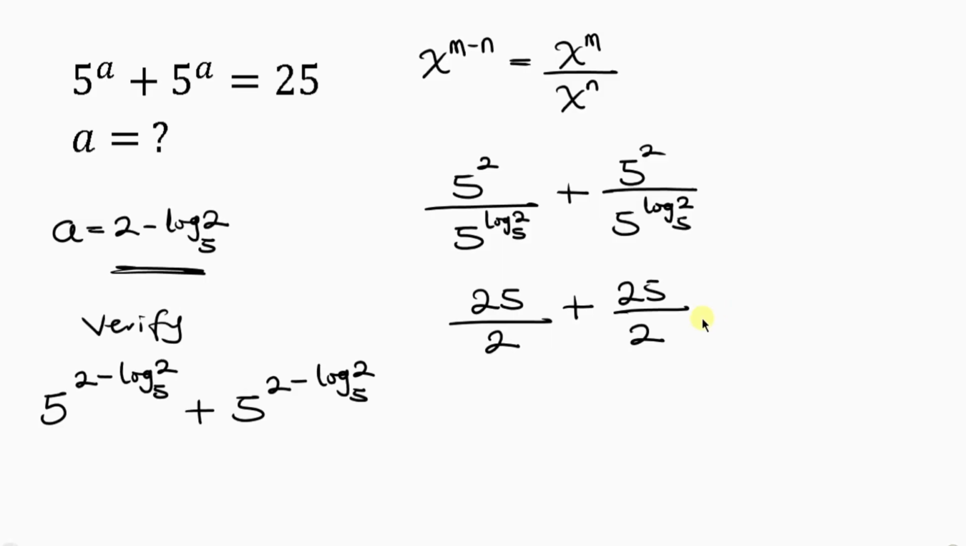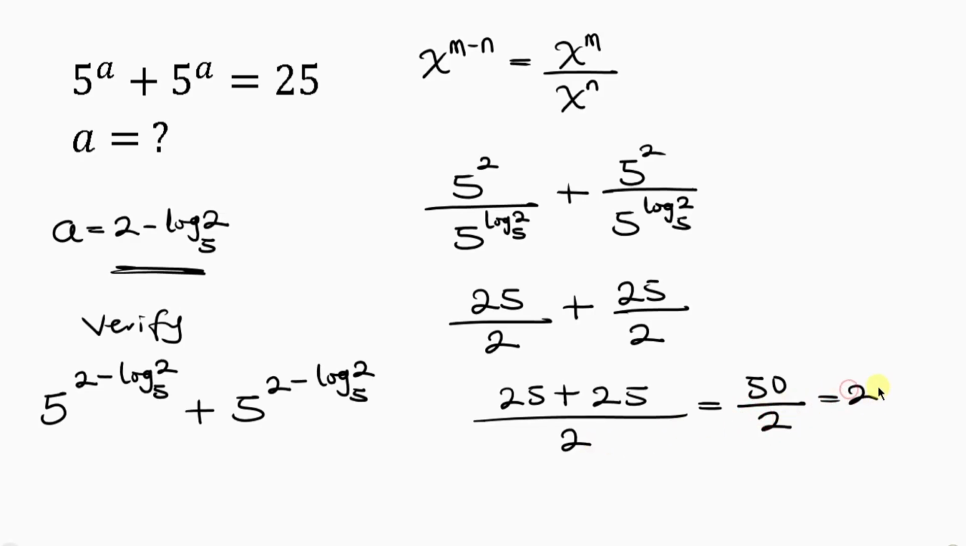Good. So this becomes the common denominator, which is 2. We'll add the numerators, which is 25 plus 25. And this will result to 25 plus 25 is 50 divided by 2, which is 25. And this is equal to the right hand side. So our value for a equal to 2 minus log 2 base 5 is actually correct.